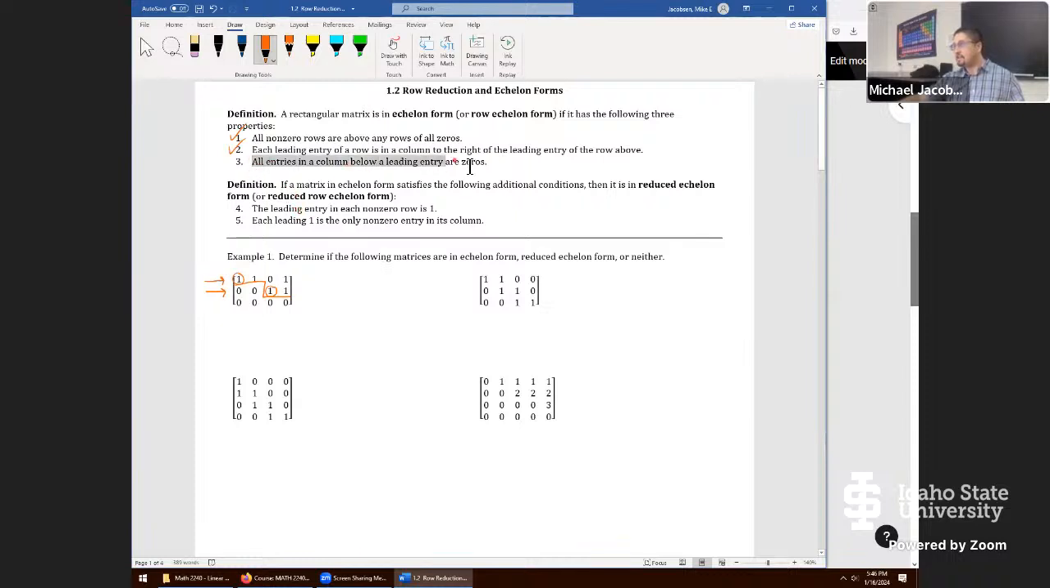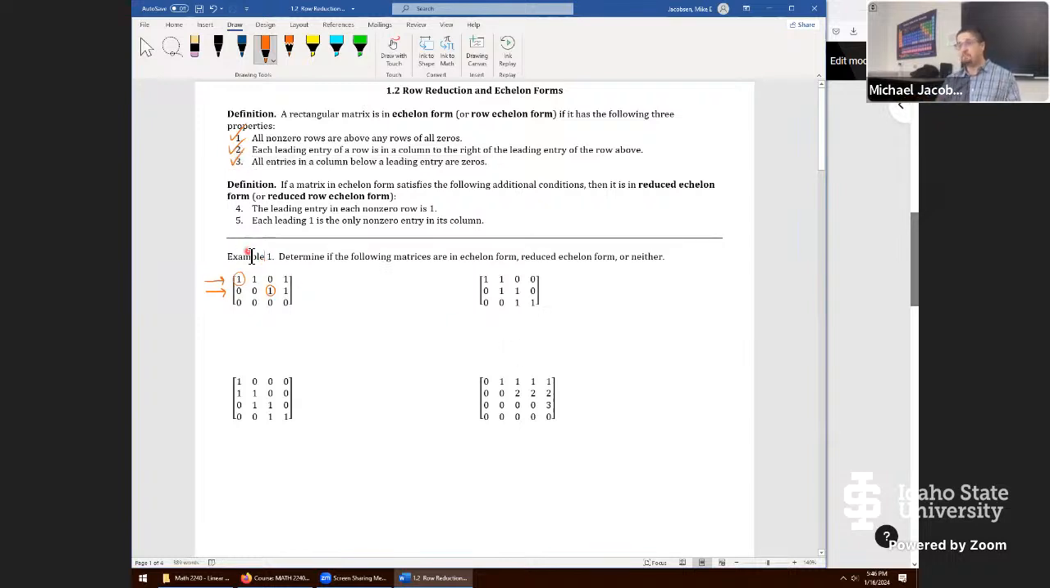Last one it says is, all entries in a column below a leading entry are zeros. Let's check it out. Here's the 2 leading entries once again. And if we look below those leading entries, sure enough, everything is 0. So we meet condition 3, and this one is in echelon form already.